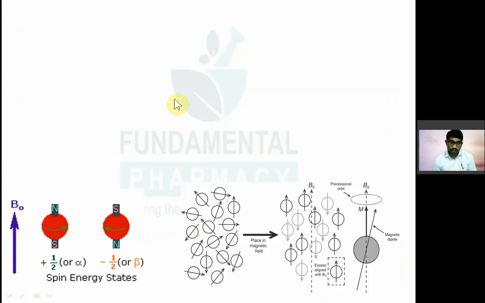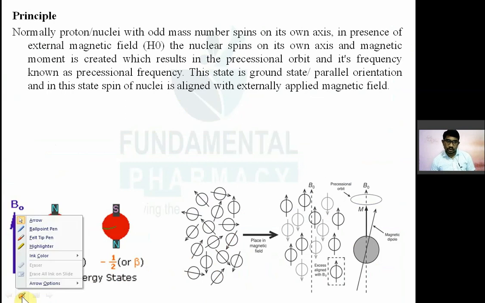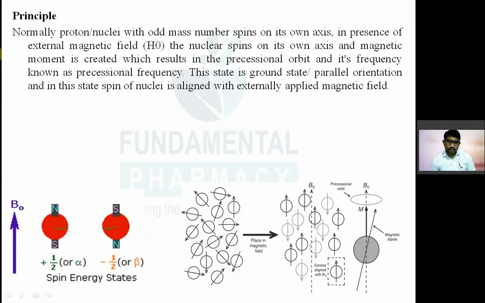Next, what will we see, what is the principle of this NMR spectroscopy? What is the principle behind NMR spectroscopy? So normally a proton or nuclei with odd mass number spins on its own axis. So normally the nuclei spins on its own axis randomly.